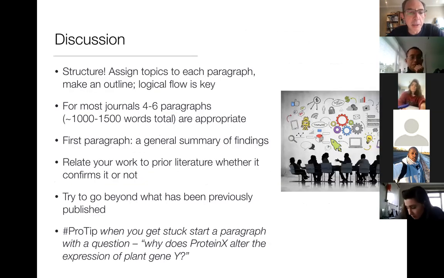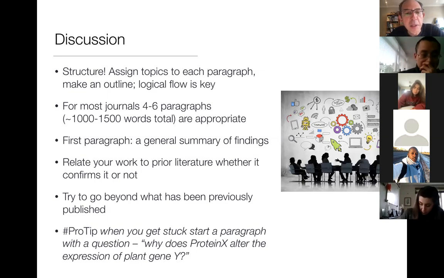Okay, back to the protocol style outline here. So first of all, structure again, like always: assign topics to each paragraph, make an outline, and just like the introduction, for most journals the discussion is 1,000 to 1,500 words, 4 to 6 paragraphs of 200-300 words each, something like that. So it's roughly again one paragraph a day, and in a week you're done with the discussion, right?